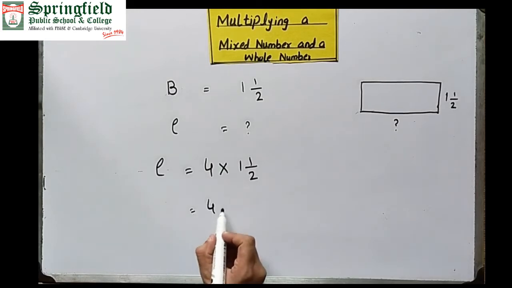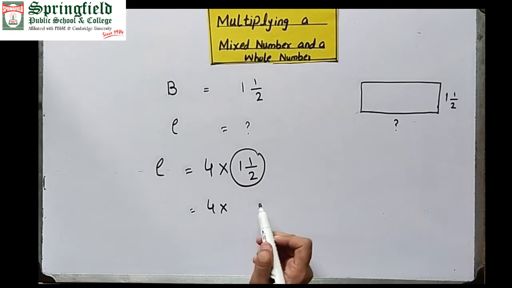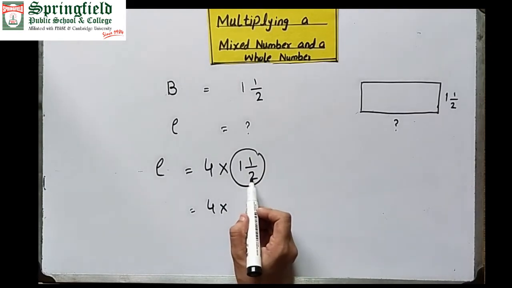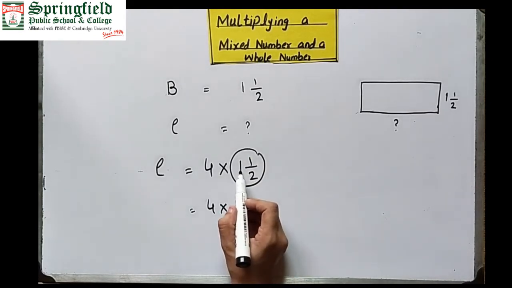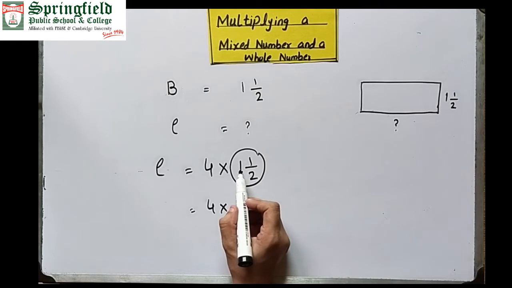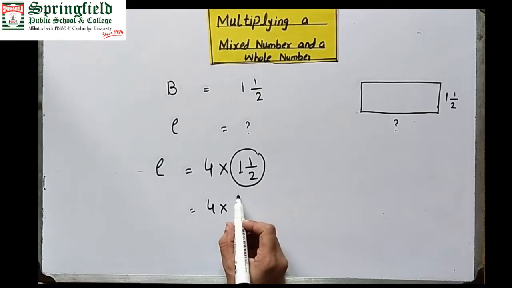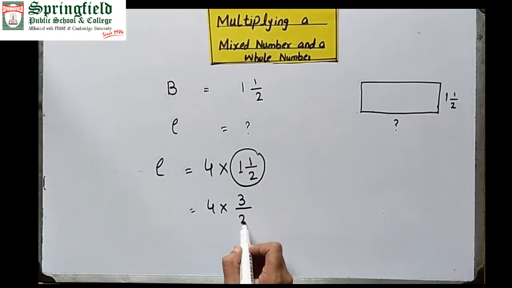Now 4 multiply. Convert this mixed number into a simple fraction. So how can we convert? 2 will multiply with the whole number. 1 is the whole and 1 by 2 is the fraction part. So 2 multiply with 1, 2 ones are 2, and then the numerator will be added to the answer. So 2 ones are 2 plus 1. It will become 3 by 2.